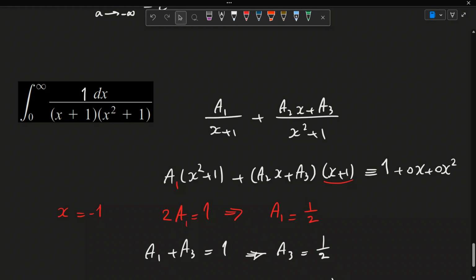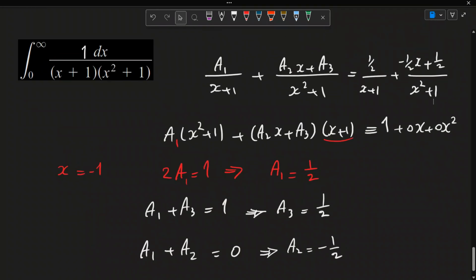Now if we rewrite this, it can be equal to a1 is 1/2, 1 over x plus 1, minus 1/2 times x plus 1 over x squared plus 1. Or we can factor out 1/2 and just write 1 over x plus 1 minus x plus 1 over x squared plus 1 and so forth. So we know what's going to be the indefinite integral. Even we can write it and then go for just finding the limit for the improper integral.